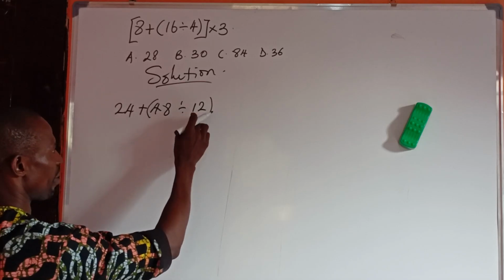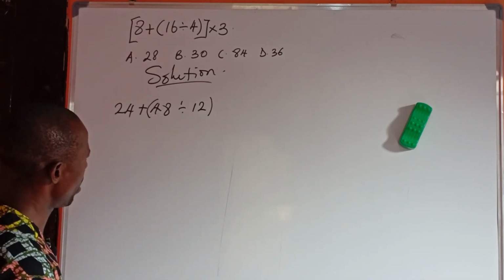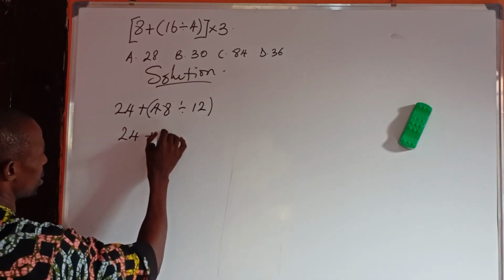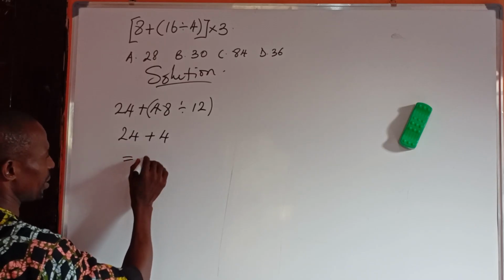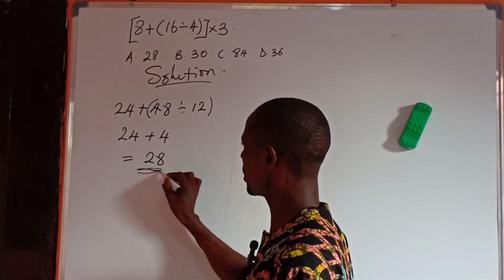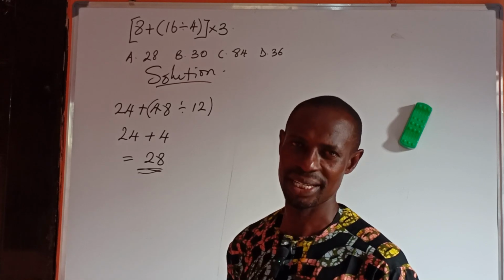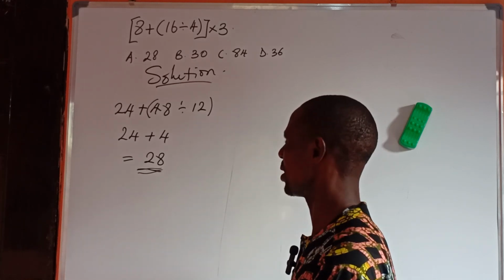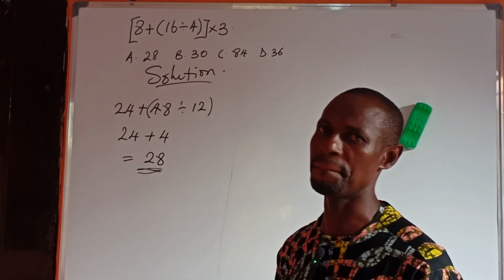So if we use our 12 to divide 48, that will give us our 4, right? Good. So we're going to have here our 24 plus our 4. So we cannot add these two together. So we're going to end up having this to be 28. So do we have 28 in the option? Yeah, option A is 28. But does that make it to be the correct answer? No. Let's try the second option, which has to do with the use of your BODMAS or PDMAS.